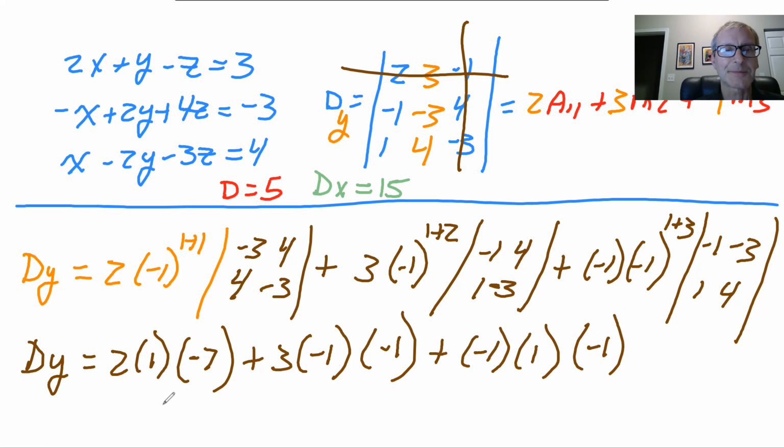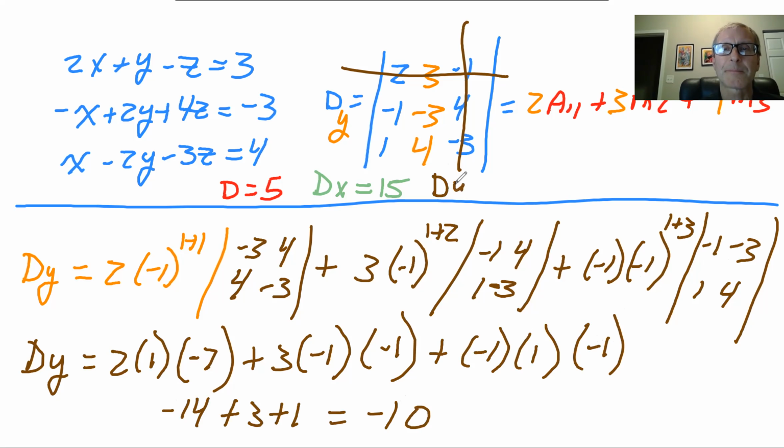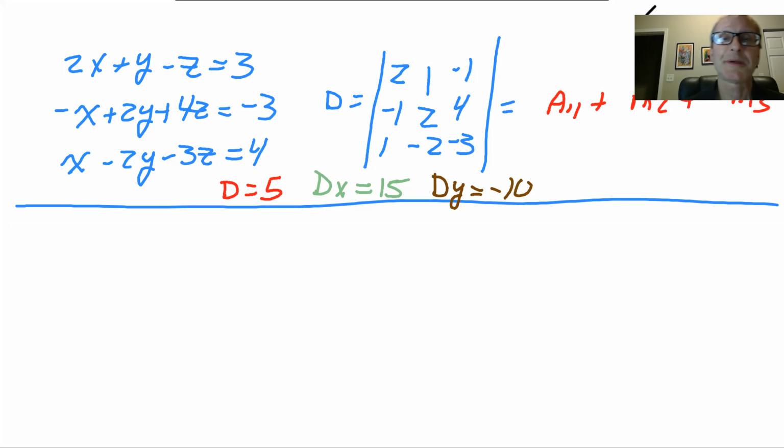So if you add all this together here, you would get, let's see, minus 14 plus 3 plus 1, and that would be minus 10. So dy equals minus 10. One more to go. So the last one will be the determinant for the z variable. So again, the same strategy. Get rid of the z column.